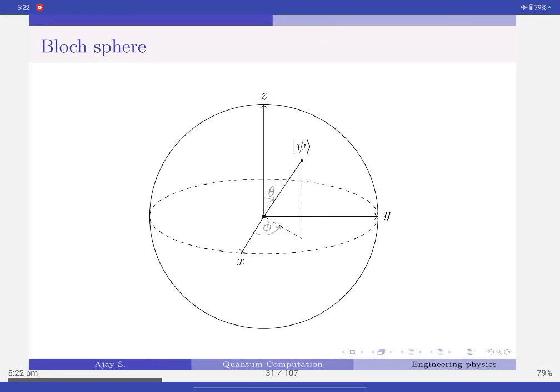So this is a Bloch sphere, and you can see the vector ket psi is sitting on the surface of the Bloch sphere, with the sphere located at the center of the coordinate system xyz, and in spherical polar coordinates you have two more angles theta and phi. The distance r is fixed and is equal to 1.